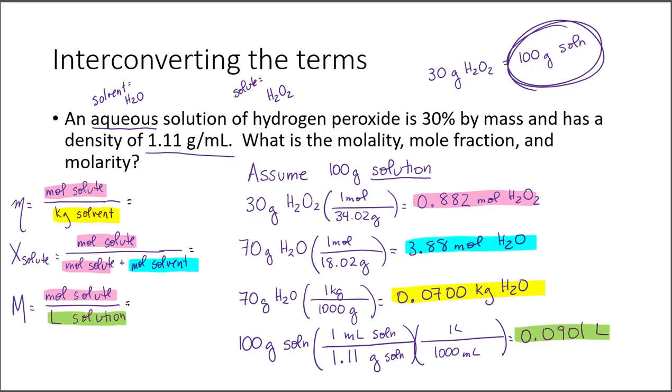This is more just put the pieces down, you know? Anyways, moles of solute is 0.882 divided by kilograms of solvent, 0.7, gives us a molality of, oh, 0.07. I just typoed myself. 0.882 divided by 0.07, 12.6 molal.